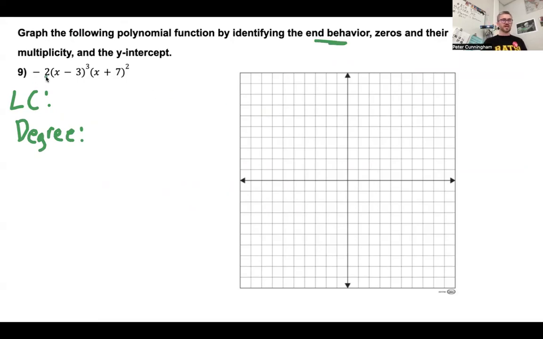Okay, the lead coefficient, there's a -2 out in front, which means it's -2. What does that lead coefficient tell me about the end behavior? That tells me that I'm going to go down when I'm going to the right. The degree, I have a 3 and a 2. 3 plus 2 is 5, which is odd. So in the other direction, we're going to go the opposite way. I did this again. I did this during class too, which means to the left, I will go up.